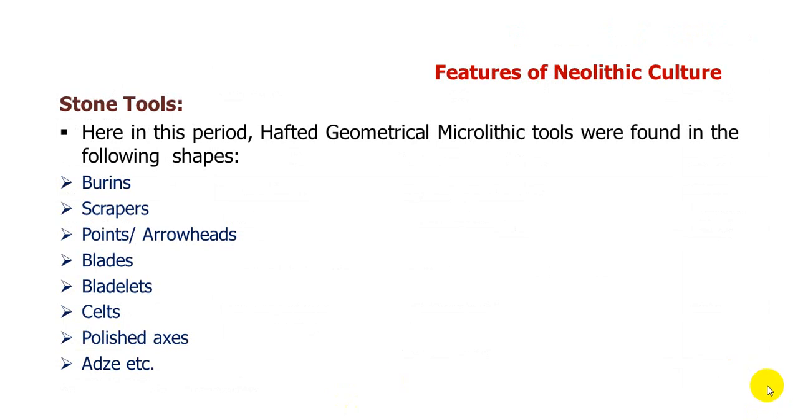Some of the features of the Neolithic period, especially their stone tools. Hafted geometrical microlithic tools were found in this period, and it developed from the Mesolithic culture. The following shapes were commonly found in this period: burins, scrapers, points or arrowheads, blades, bladelets, slit, polished axes, etc.